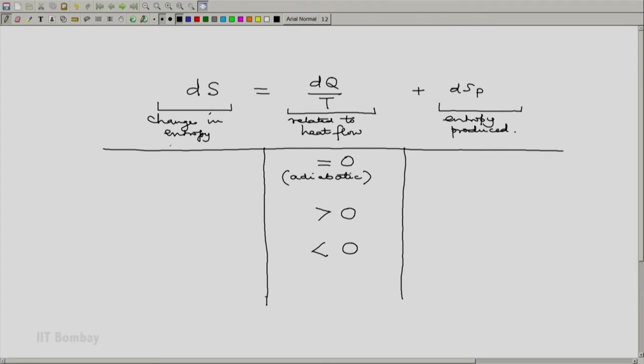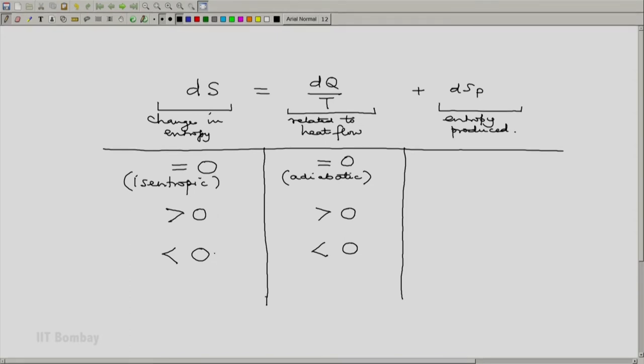Now, let us come to the left column, the one pertaining to change in entropy. It is possible that for a process the change in entropy is 0. In that case, we may call that process an isentropic process. It is possible that for a process the change in entropy could be greater than 0, or it is possible that the change in entropy is less than 0. Nothing special about it. It all depends on what is the final state and what is the initial state. During our illustrations and exercises, we will see a number of such examples. So when it comes to change in entropy, we know that all three options are possible. It could be 0, it could be positive, it could be negative.